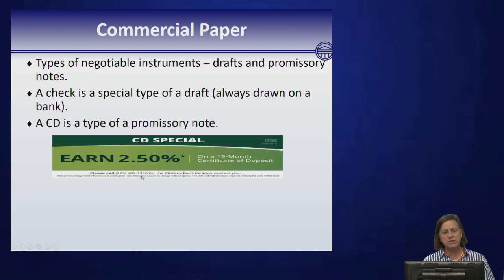Commercial paper, on to commercial law. So types of negotiable instruments. Remember there are two types, drafts and promissory notes. Remember that a check is a special type of a draft always drawn on a bank. It's okay for a check to say pay to and still be negotiable. A certificate of deposit is a type of a promissory note.